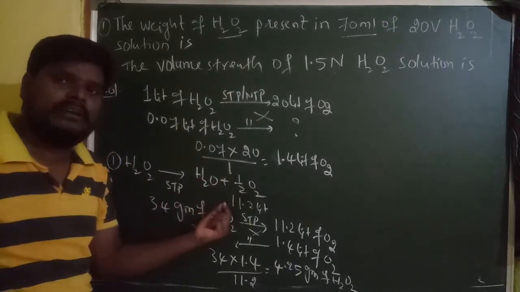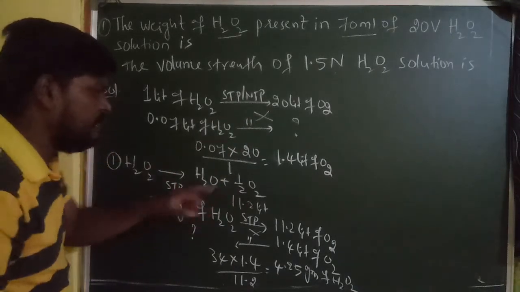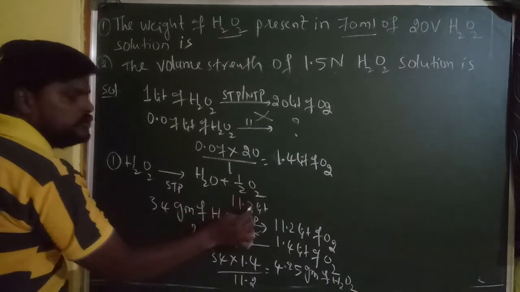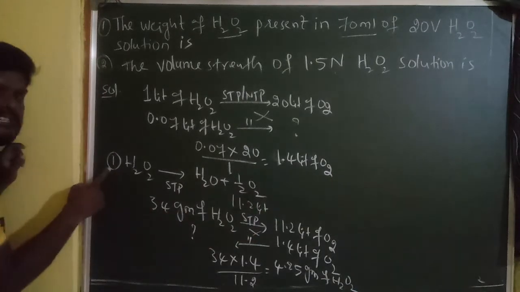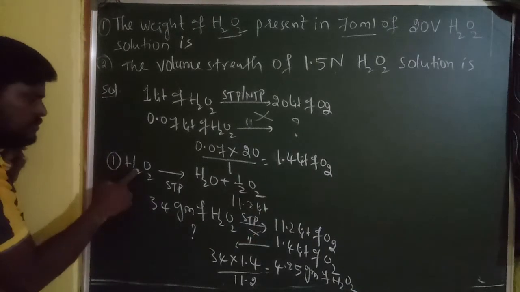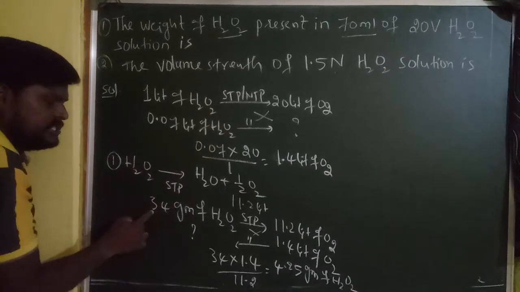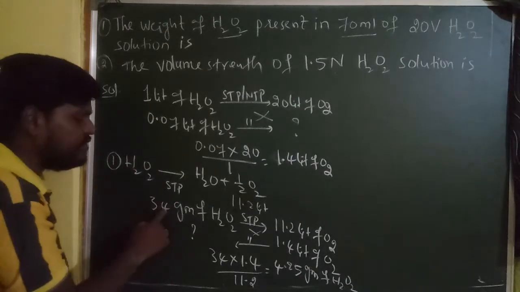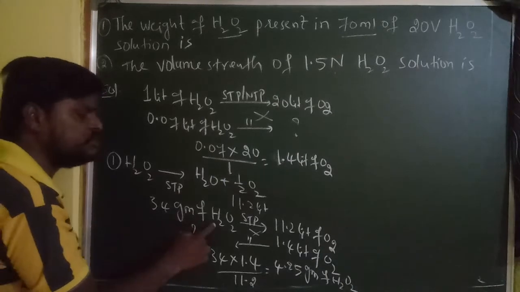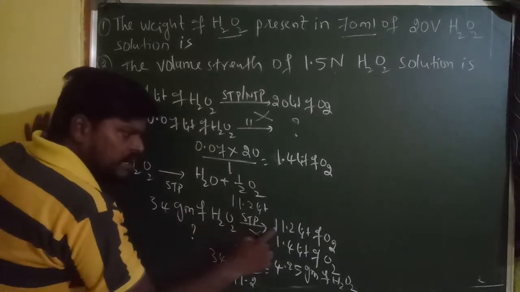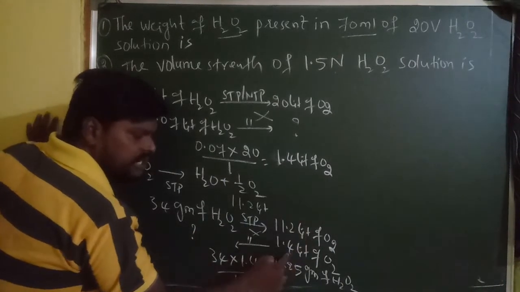What is half a mole? 11.2 liters. So 11.2 liters of oxygen is equal to how many moles of H2O2? 1 mole of H2O2. How much does 1 mole of H2O2 weigh in grams? 34 grams. So 34 grams of H2O2 at STP gives 11.2 liters of oxygen.